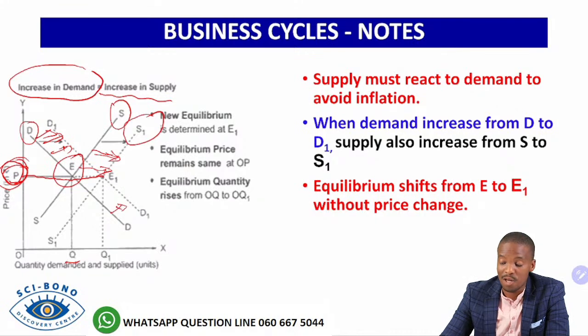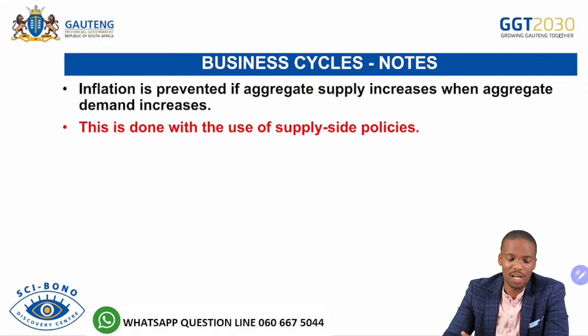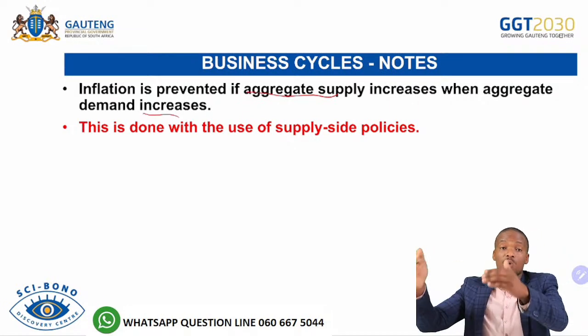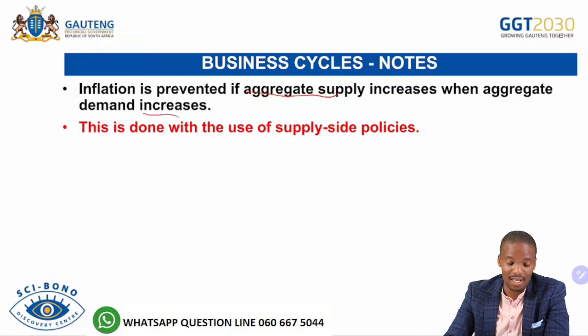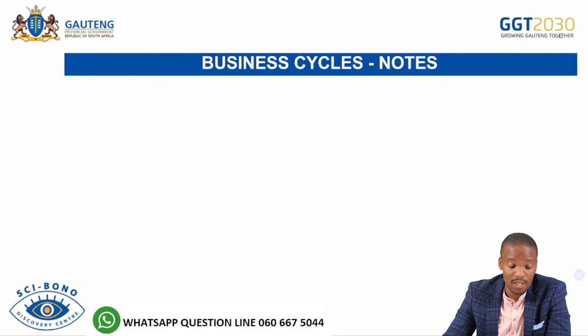In that way, we would have achieved what we want in terms of our economic policies or in terms of our new economic paradigm. All right, further when we explain it, inflation is prevented if aggregate supply increases when aggregate demand increases. They should also increase simultaneously. And this is done by the use of supply side policies.